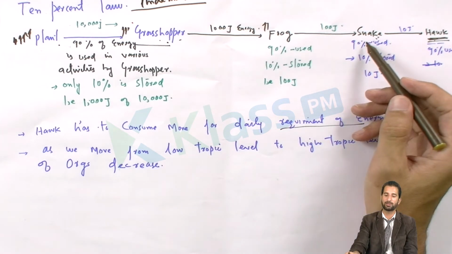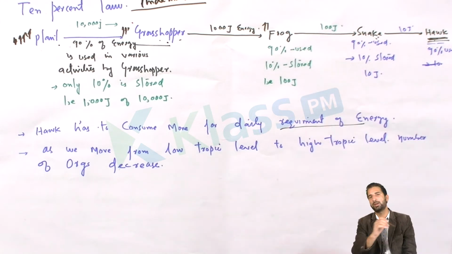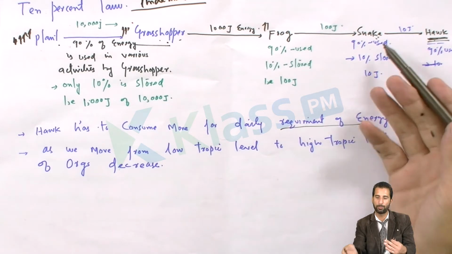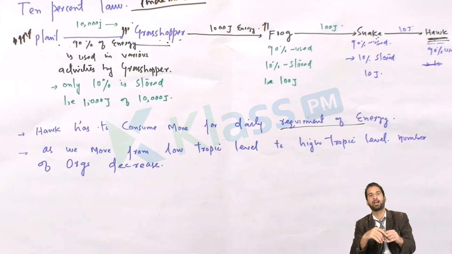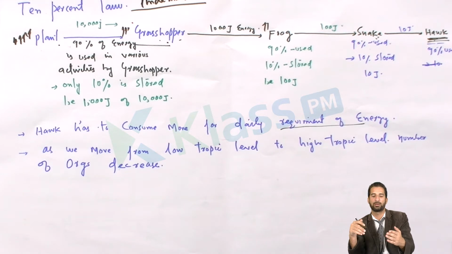Similarly, the snakes would feed on more frogs. It means that the number of frogs must be large compared to the snakes, because the snake has to feed on more frogs in order to fulfill its body's energy needs.